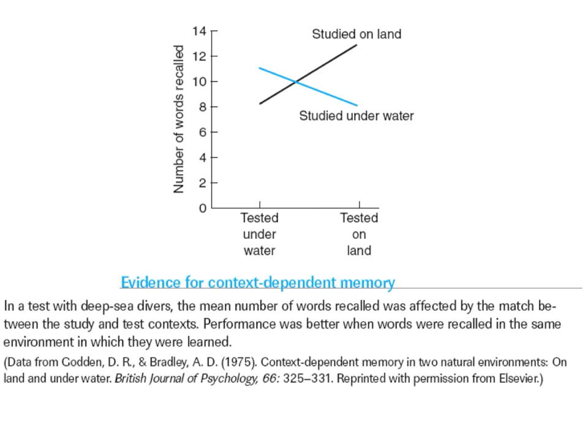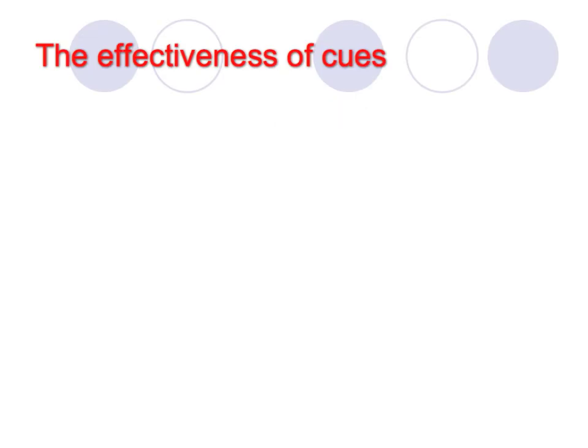And here is a more experimental approach to that idea. So you could have people who are studying a number of words, and you have them study on land versus studying underwater, and you can test them on water or test them on land, and you find that people will recall more when they are tested in the same environment as the learning phase. So I think a good example of state-dependent learning.